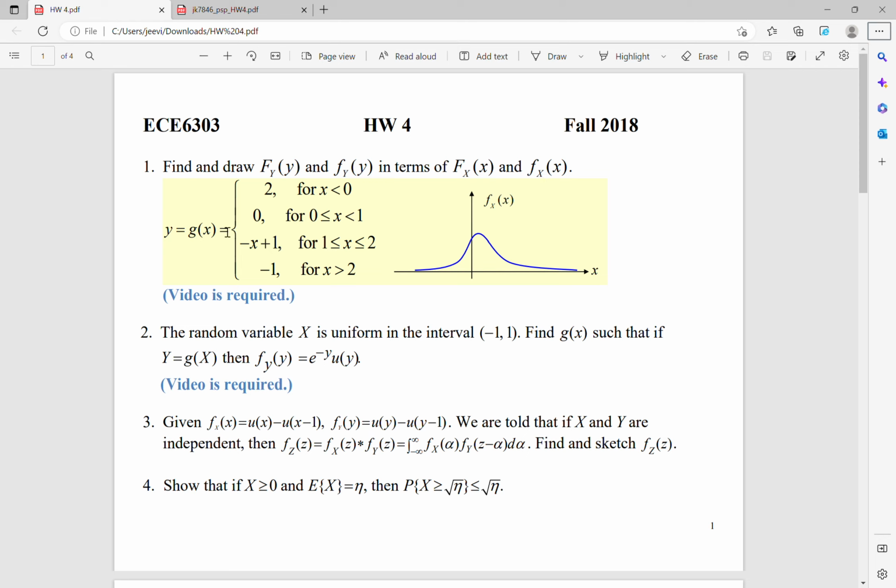Now, given that Y is equal to g(X), which is equal to 2 for x less than 0, equal to 0 for 0 less than or equal to x less than 1, equal to minus x plus 1 for 1 less than or equal to x less than or equal to 2, and equal to minus 1 for x greater than 2. Now let's look at the solving for this question.